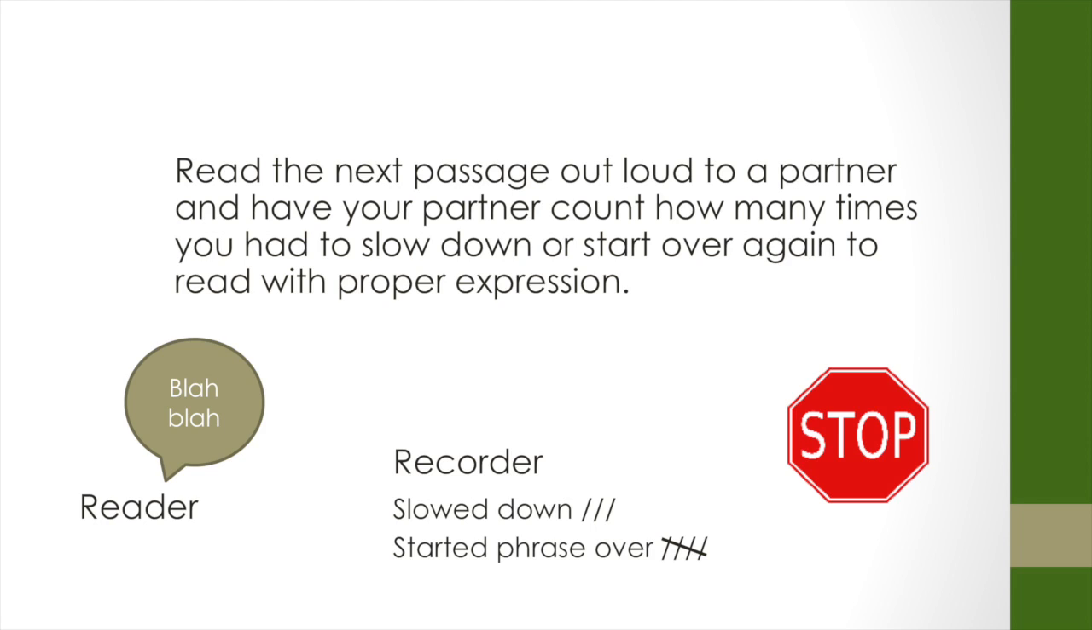Find a partner and do the task described on this slide. One person will read the story on the next page, and the other will count how many times the reader had to slow down or start over in order to read a phrase with proper expression. Start this webinar again when you are ready to do the task. Remember, your objective is proper expression.